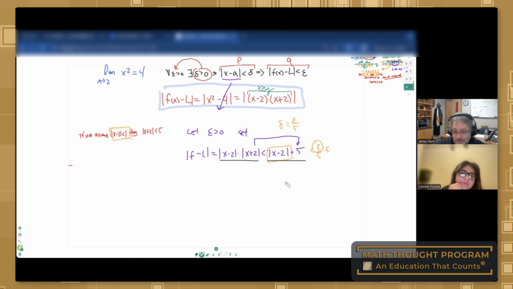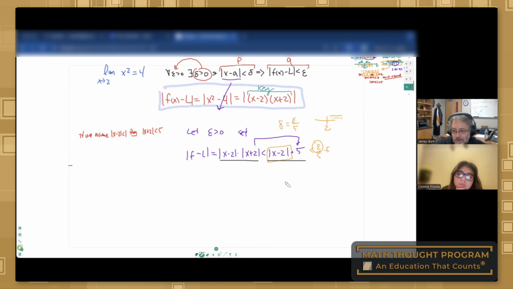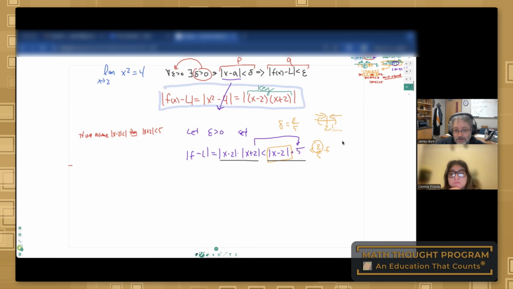If I don't have this, then I may not have that. But I do know eventually I'm getting closer and closer to that value, and eventually it is going to be less than 1.